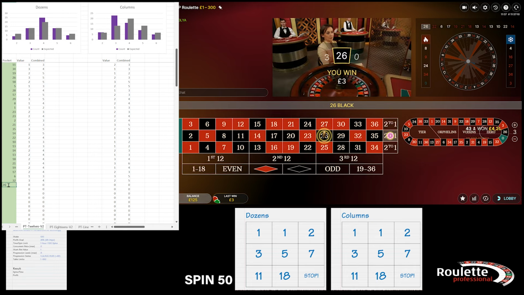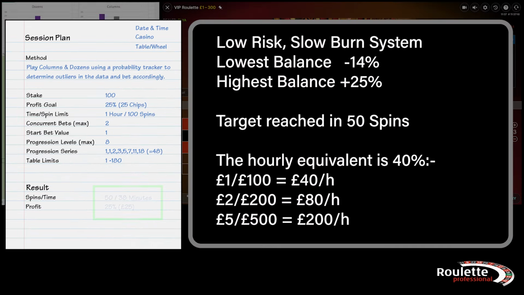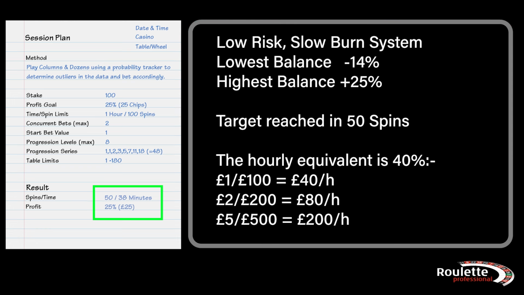Great decision. We hit the 4 straight away and reach our target. Let's clean up the screen and consider our results. We don't expect anyone to be excited by our £25 winnings. If you understand the point of the video, then it's the 25% or 40% per hour that should interest you.